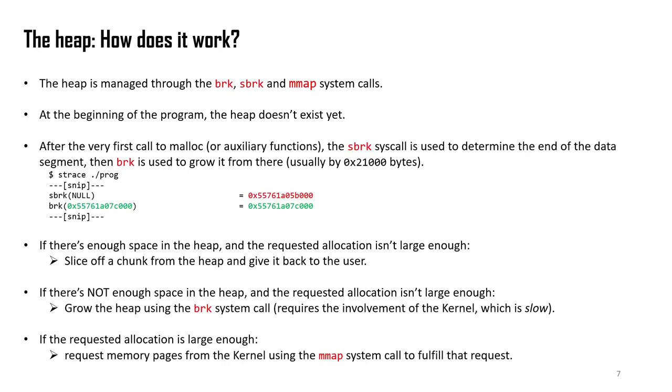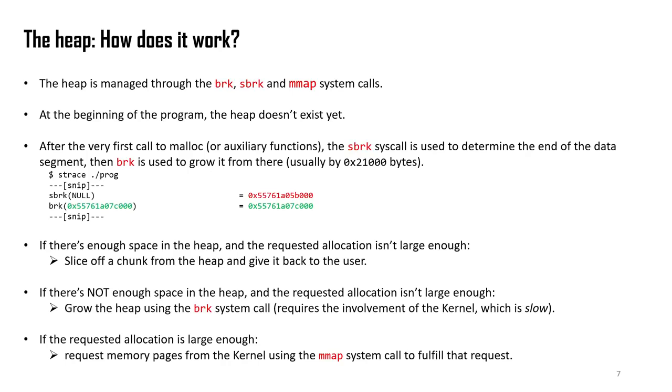First, the SBRK system call is used to determine the end of the data segment, like shown here. Then the BRK system call is used to grow the data segment from here, usually by hex 21,000 bytes, which gives birth to the heap.